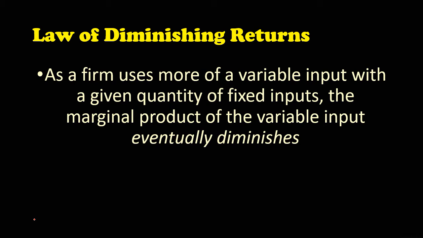All right. So tied to all this, we have the law of diminishing returns. And we've already sort of said it, but this is what it says more precisely. As a firm uses more of a variable input with a given quantity of fixed inputs, the marginal product of the variable input eventually diminishes. Again, you have your restaurant. It has the same size no matter what. You go to your favorite place to get your hair done. There's a certain number of chairs in there. They don't add extra chairs.